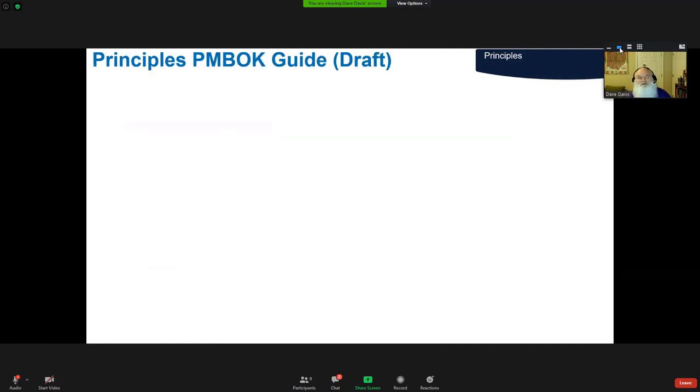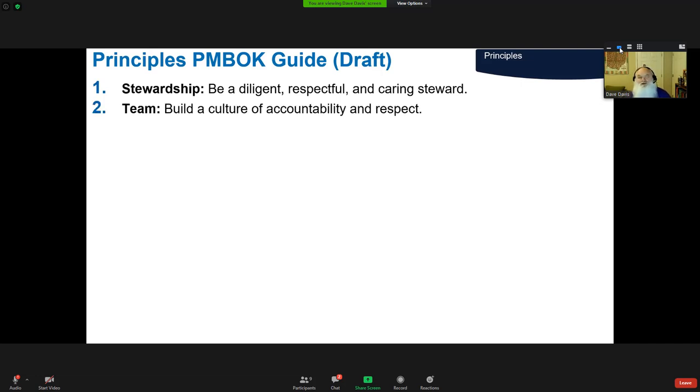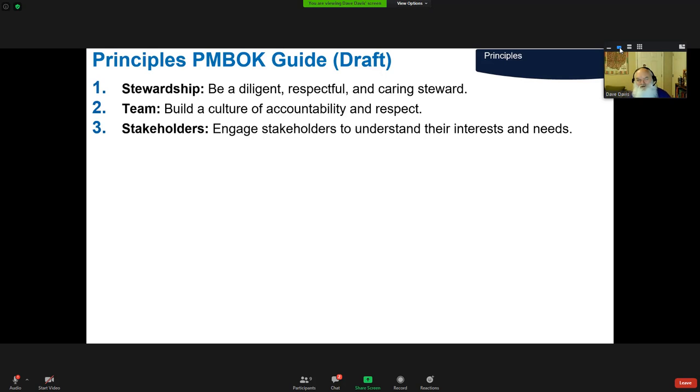The principles themselves, I'm going to go through these fairly quickly. Stewardship. So you're a good steward. You're given resources to be able to make sure that they're optimized. Team: the project manager is going to be responsible really to build this team culture, accountability, and respect, and all those associated emotional intelligence things, in order to have people as active members of the team feel they are fulfilling a purpose and that they're not only adding value, but are recognized for adding value. Stakeholders, you're still going to have stakeholders.